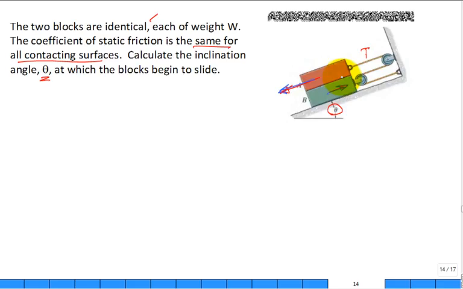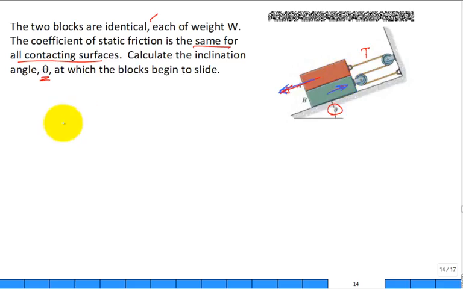Well, how do we get that answer for that maximum inclination angle theta? The grand strategy is get a free body diagram for A, a free body diagram for B, and do the equations of equilibrium, so you avoid that motion and you're at the cusp of motion, and then solve for theta.